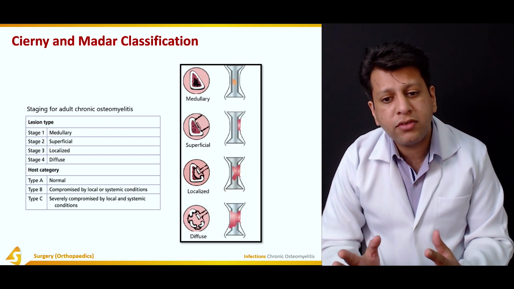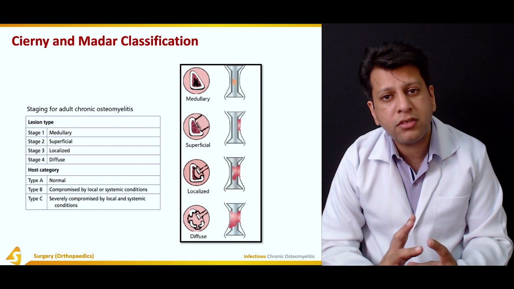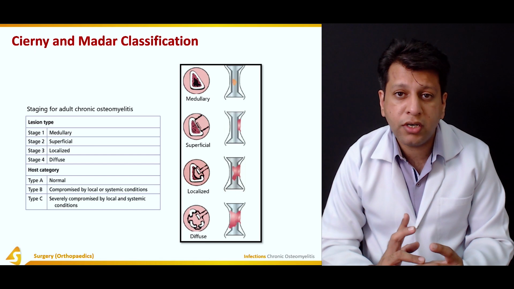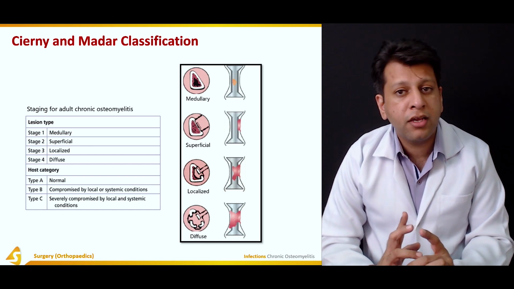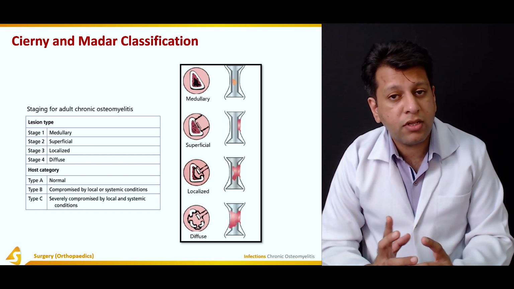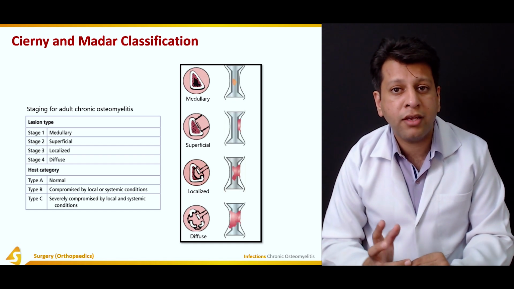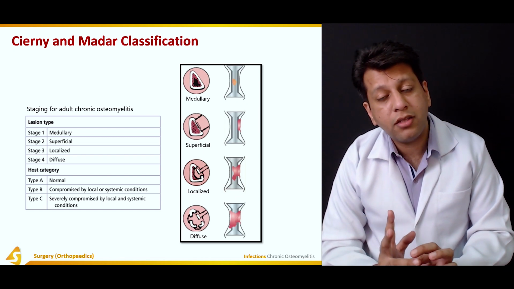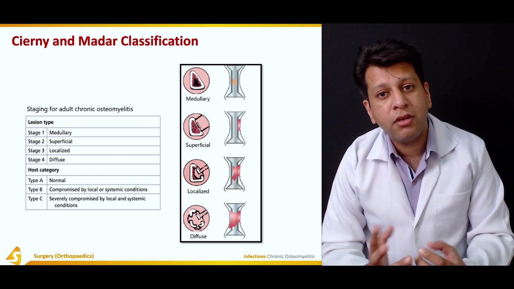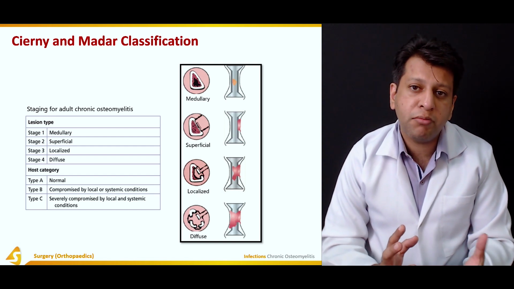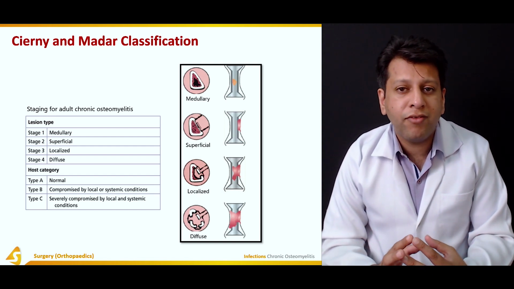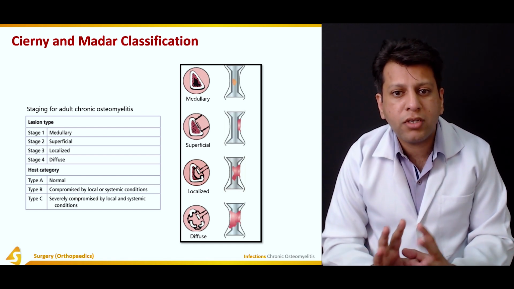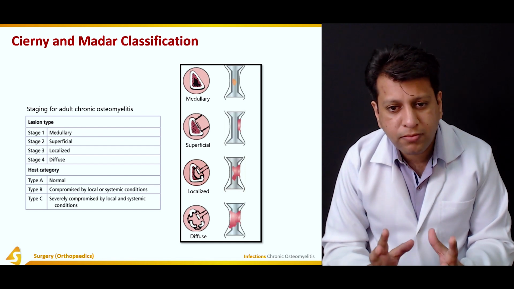But instead, if severely compromised, for example, there's an 85-year-old male who had some kind of a procedure done, let's say 20 years back. Now he's come up with an infection, a sinus discharge from his leg. There is some kind of plate or rod in place already, and the problem is that he also has third-degree heart block. There is diabetes, and there are so many other issues as well, with a history of transient ischemic attacks as well. Now this is the kind of host which comes under the category of type C.